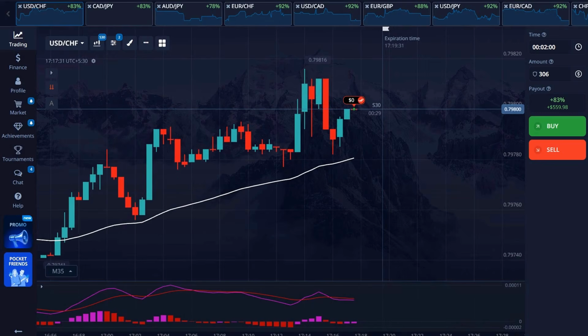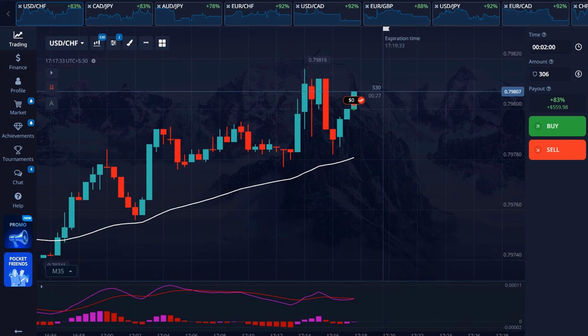Price failed to continue upward and pulled back just before the expiry. Losses like this are part of every trading system. The key is to understand why it happened. In this case, the setup was right, but the timing and momentum strength weren't ideal.